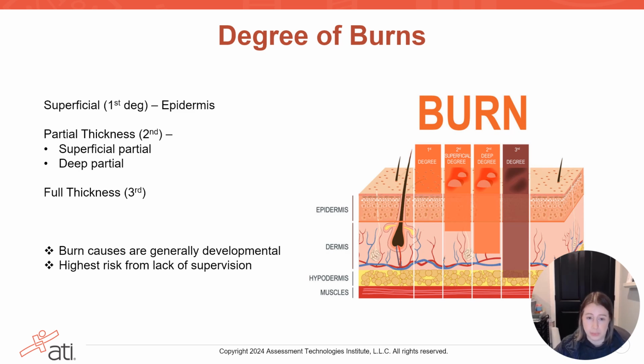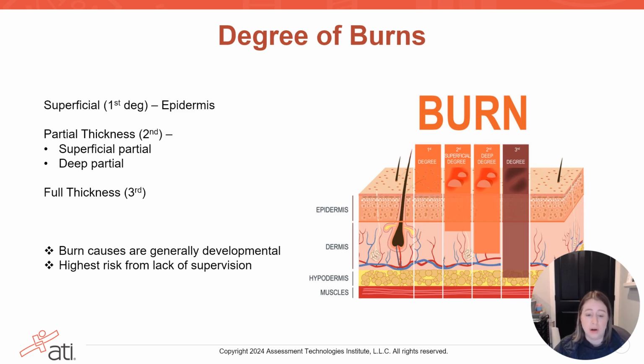Then a full thickness burn or third degree burn extends into the subcutaneous tissue. This burn can be white or brown or black in color. It's going to be dry and leathery, and you can see, as indicated in the graphic here, it's got a darker color in your vertical column. If the nerve endings are damaged, then you're not going to have any pain with this burn, okay?